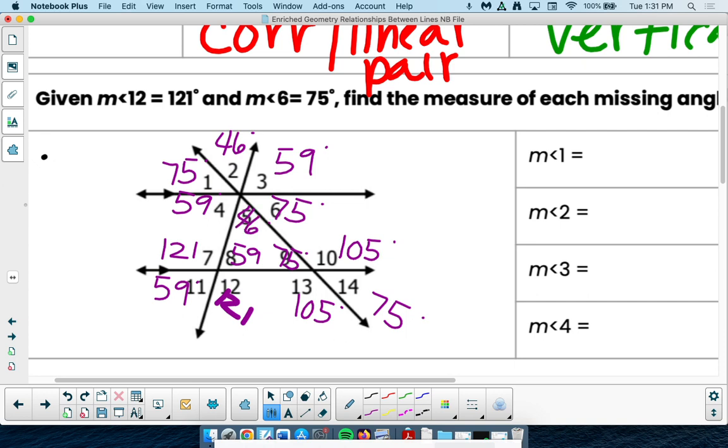Okay, if you guys want to take a second to fill in that right side now that you have all of them on your picture, then we'll end up with just a little bit of algebra.